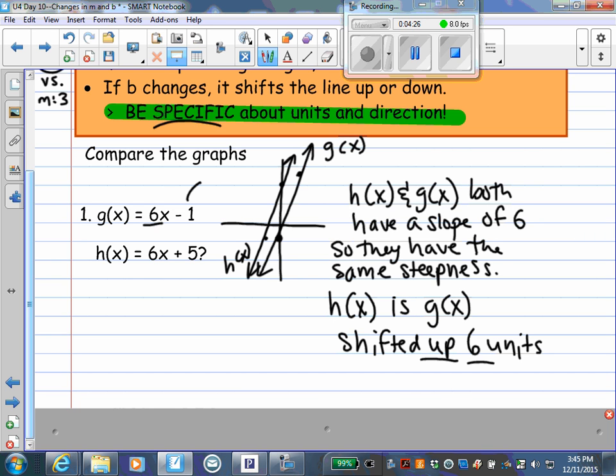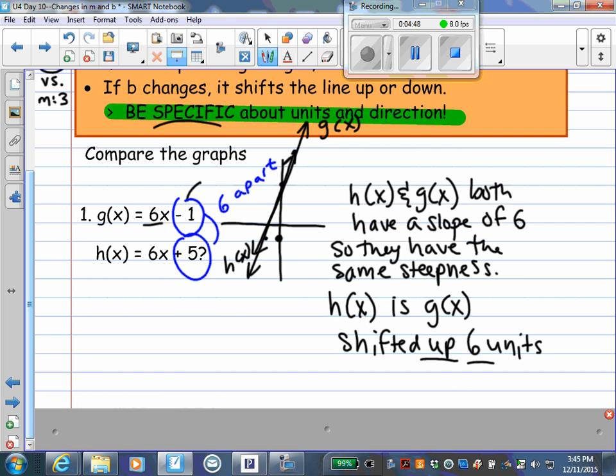And you could actually see, since I have a smartboard, I can take my g of x line and move it around. If I didn't label all my units, but it's really going up 6, and then it would land right on top there. And we know that it's 6 apart because if you compare the y-intercepts, it's going from -1 up to 5. These are 6 apart.